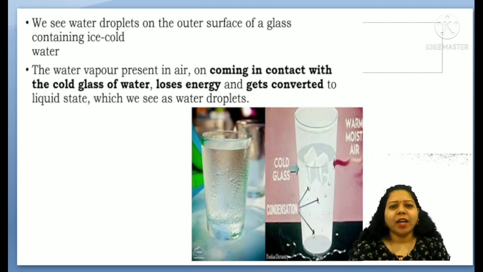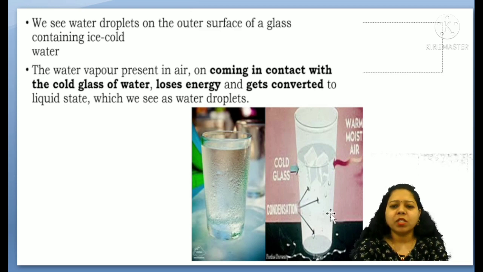Sometimes we keep some ice in a glass, and the outer surface of that glass is dry. Still, after some time we observe some droplets on the outer surface of the glass. Why is this happening? We see water droplets on the outer surface of a glass containing ice cold water. The water vapor present in air on coming in contact with a cold glass of water loses energy and gets converted to liquid state, which we see as water droplets.